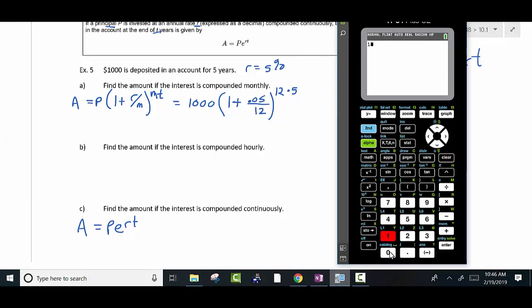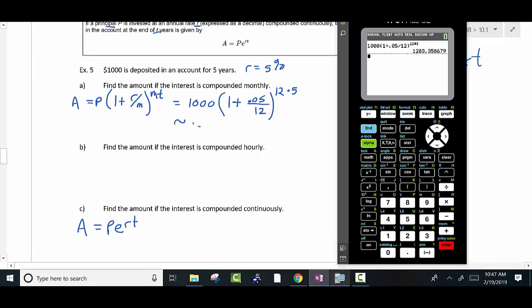So let's see. Again, you can do this in one step on your calculator. So 1,000 times, do 1 plus 0.05 and then divide by 12. Then raise to the 12 times 5, 60. You can even put 12 times 5 in your calculator like that. So that'll give you this amount.